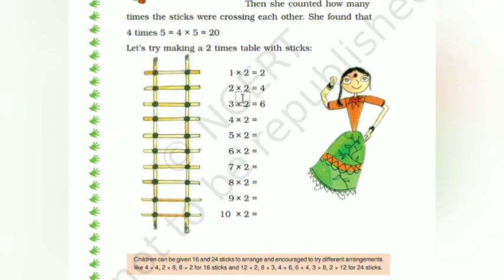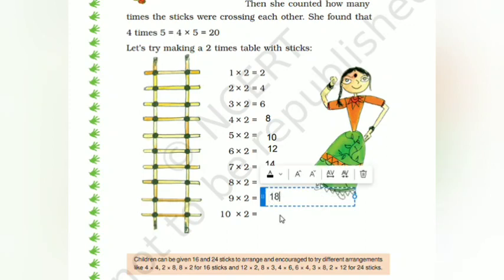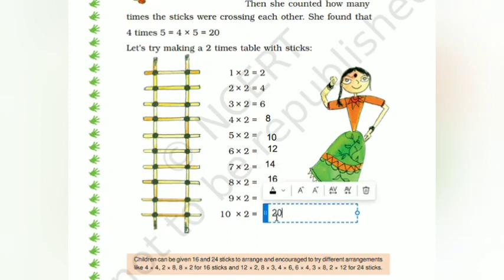2 times 2, that is 4. 3 times 2, 6. 4 times 2, 8. 5 times 2, 10. 6 times 2, 12. 7 times 2, 14. 8 times 2, 16. 9 times 2, 18. 10 times 2, that is 20.